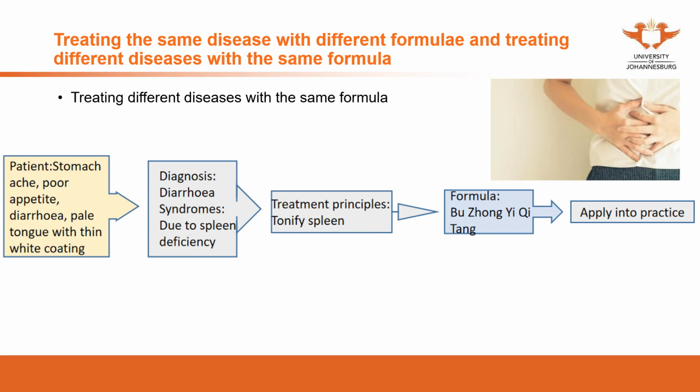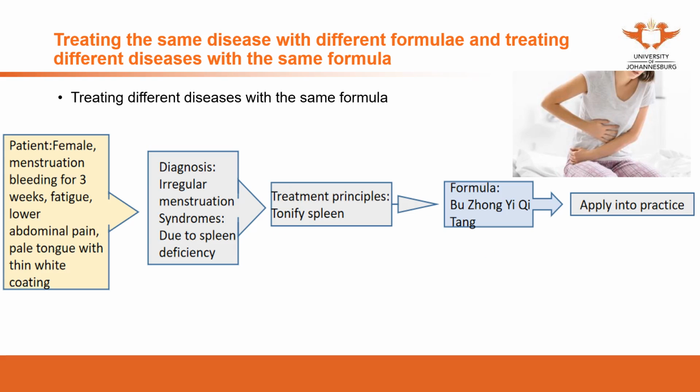In another situation, another patient came to you with excess bleeding, female, excess bleeding for 3 weeks, fatigue, low abdominal pain, pale tongue with thin white coating. The diagnosis, irregular menstruation. Because of this group of symptoms, we can identify the patient as due to spleen deficiency. The treatment principle will be to tonify the spleen. We still use 补中益气汤.